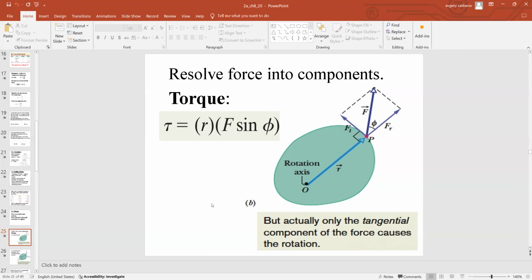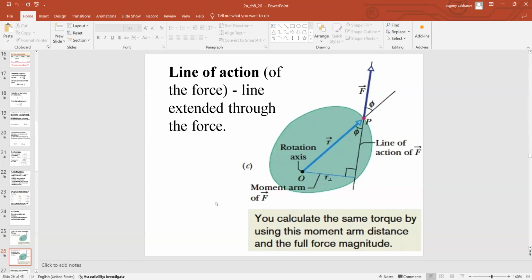And that's not the best way of calculating torques, because only the tangential component causes the rotation. You can't really produce any rotation with the radial component of the force. That's tangential, and that's the radial, that's along the radius. This radial force produces no rotation, only the tangential component acts for that. And you really want to focus on this kind of an approach to calculate the torques.